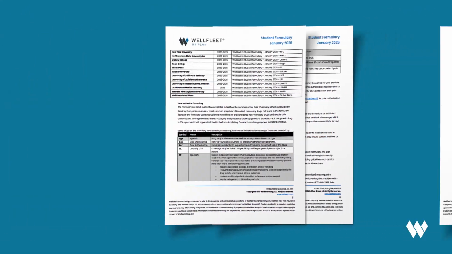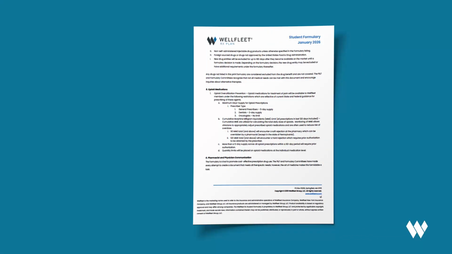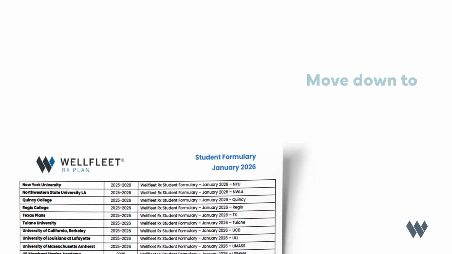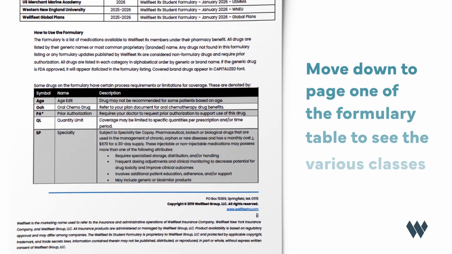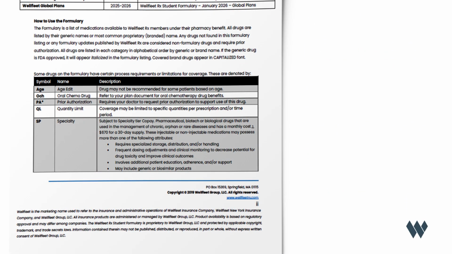As you can see, there are many definitions and explanations included to help you navigate the document. Move down to page 1 of the formulary table. Here you'll see the various classes of medications. And if you know what type of medication you need, you can jump to the appropriate section.